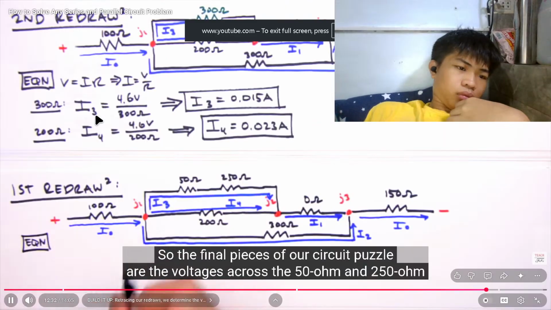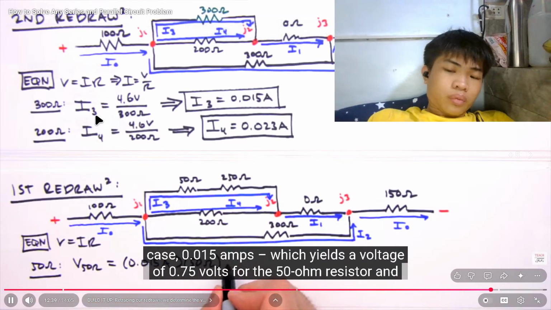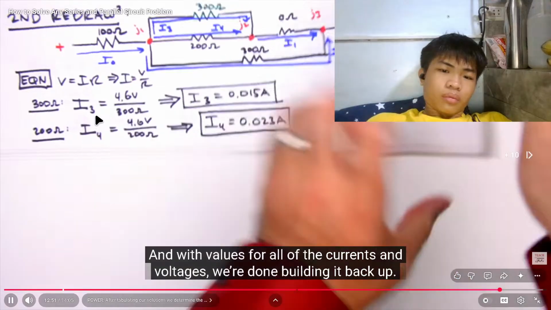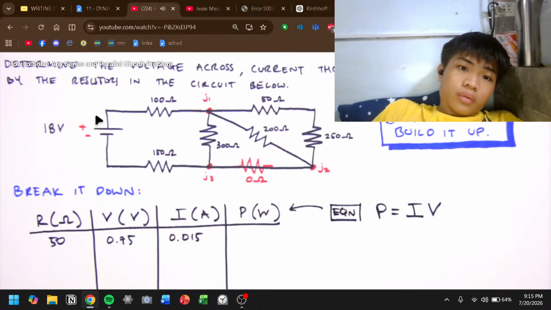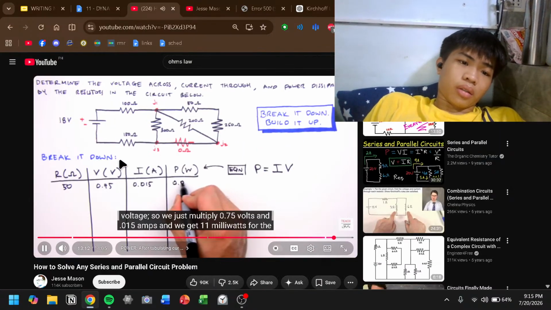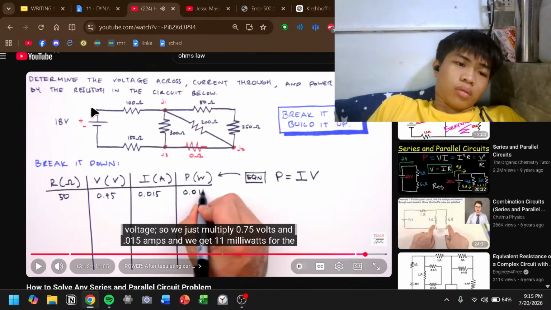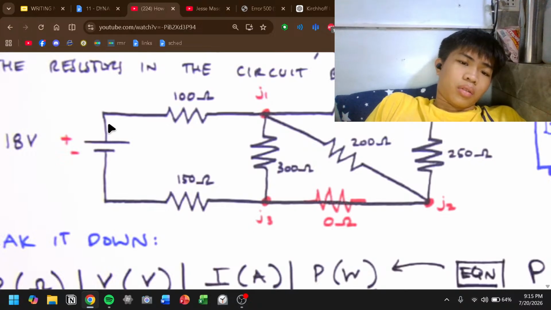Again, 1.5 amps, which yields a voltage of 50 ohm resistor. With volt power dissipation for 0.75 volts and 0.015 amps, and we get 11 mil.